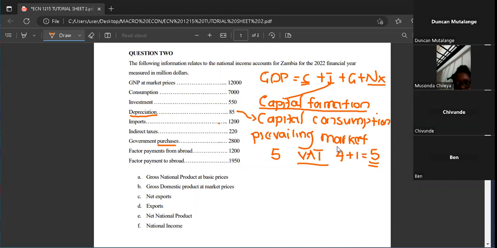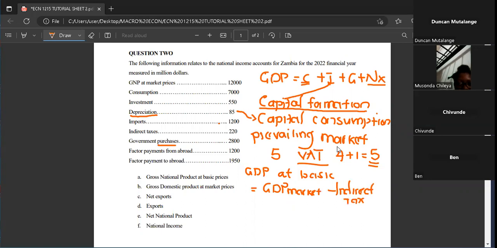Okay. So now I must emphasize this is also called GDP at basic price. Now GDP, okay, at basic price. So GDP at basic price is just equal to GDP at market price minus, now you remove the taxes. So minus the indirect taxes.